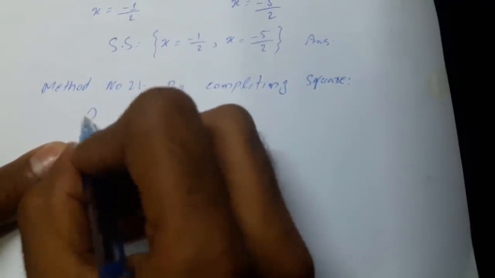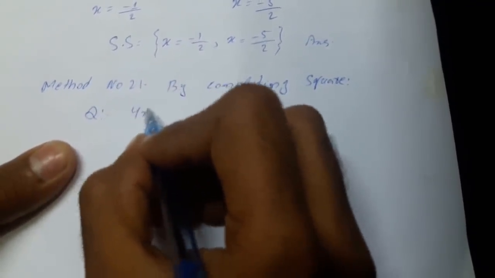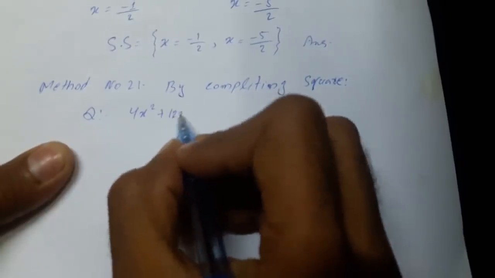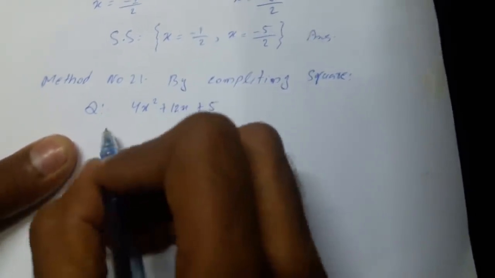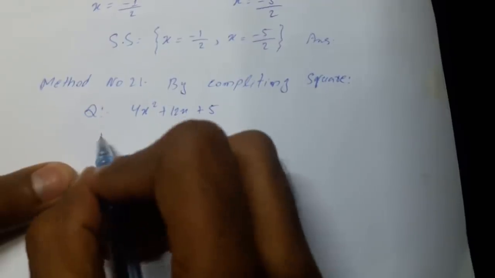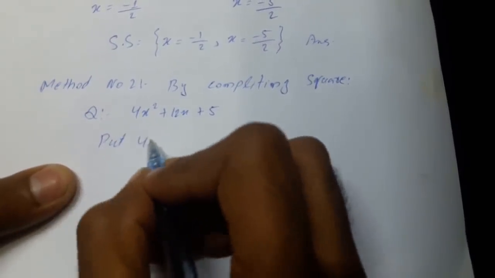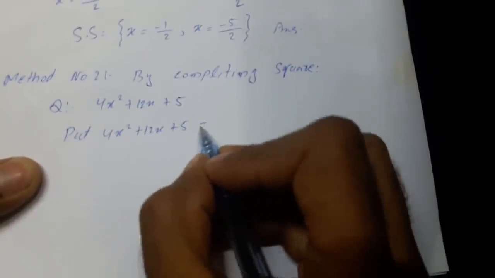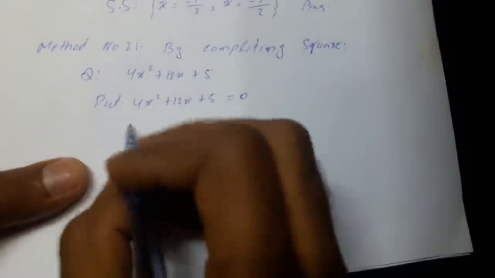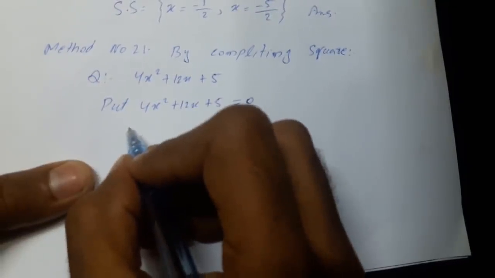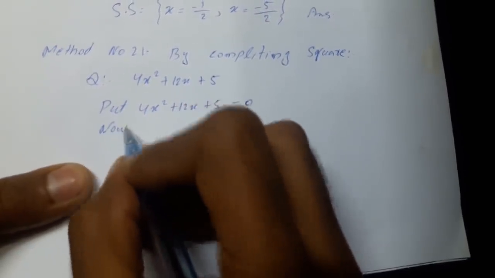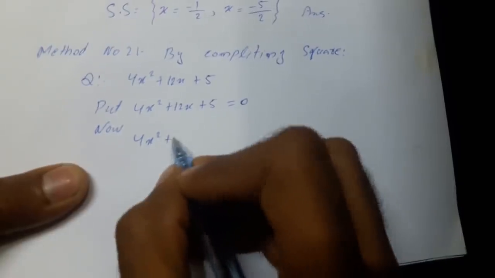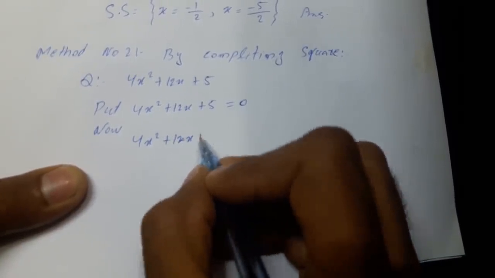Okay, so now the question. What was the question? The question is 4x square plus 12x plus 5. First we will put 4x square plus 12x plus 5 is equal to 0.